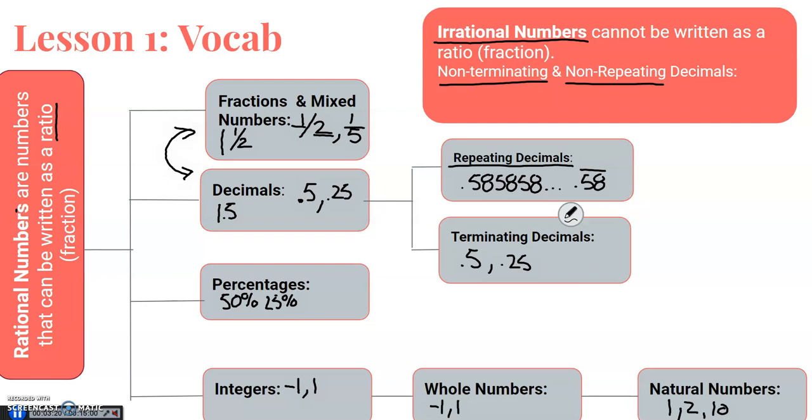So a non-terminating and non-repeating decimal includes pi. So pi is a number that just goes on and on and on. So we could also have, and this is not repeating. So it'll just be a long list of different numbers.